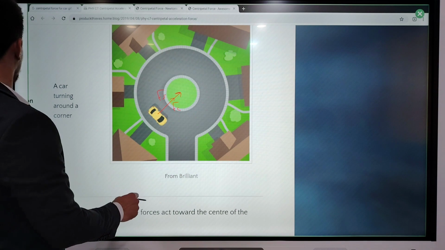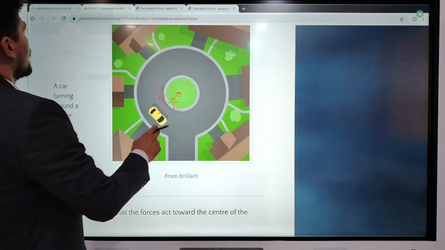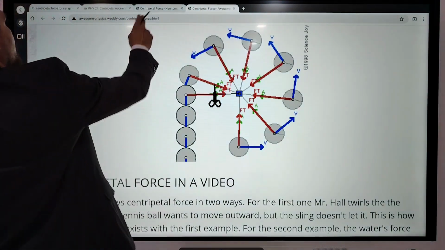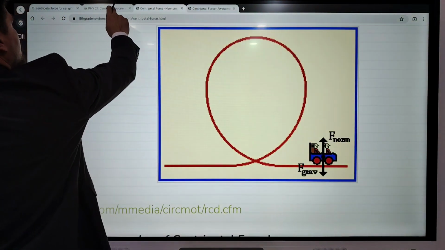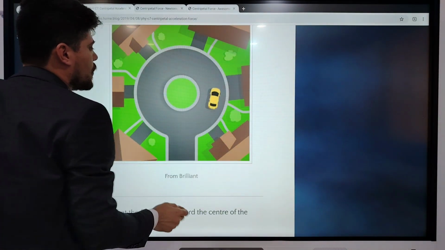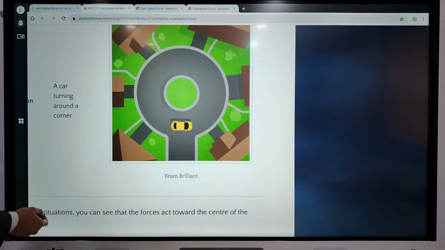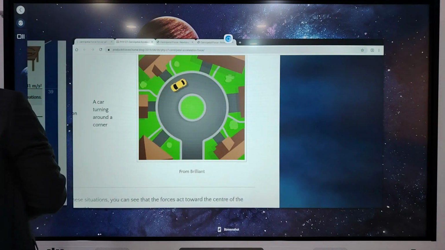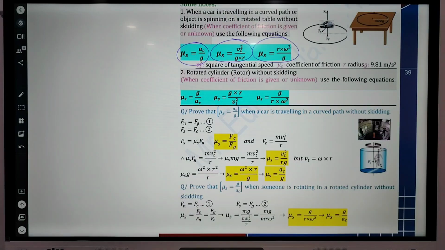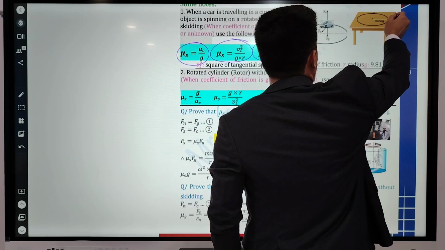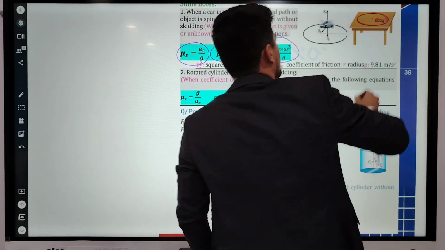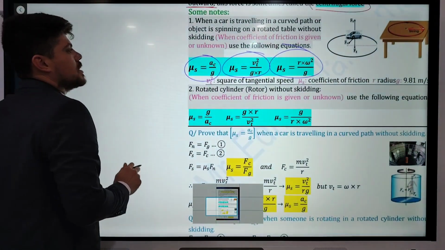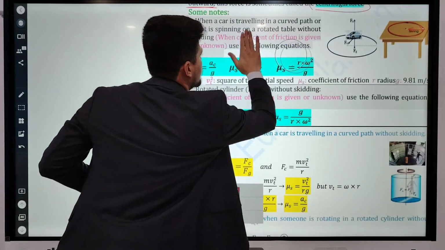Or, when an object is rotating on a table, also the friction between the table and the object maintains the motion. For example, this is the object rotating in a circular path. This mu, the static frictional force, keeps the object in a circular path.